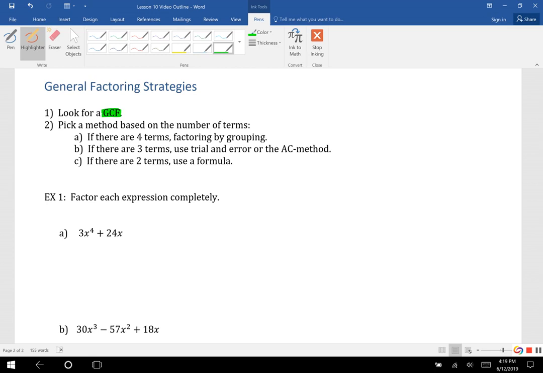If your problem has 4 terms, we're going to use that grouping method. 3 terms, you can pick trial and error or the AC method. 2 terms, you're going to use a formula. And by formula, I mean those difference of squares or difference of cubes or sum of cubes. So let's try some examples.